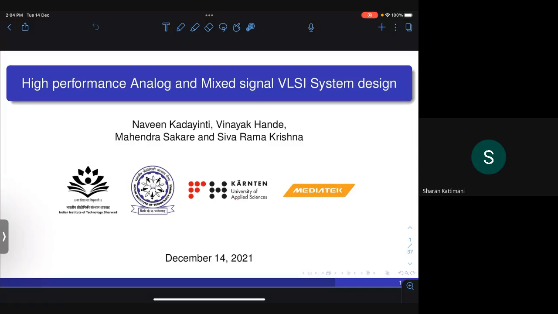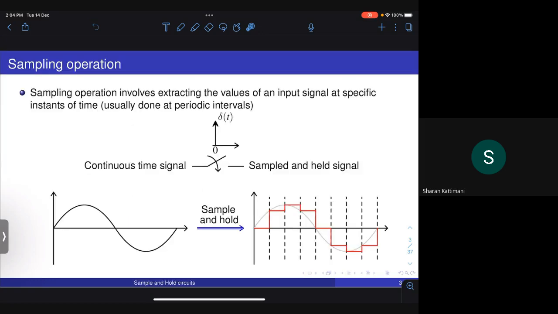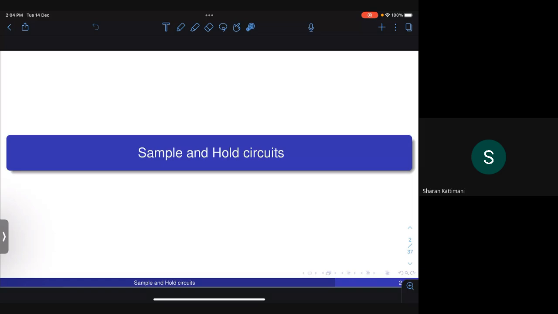Okay, let us begin with the next session. The next session will be on sample and hold circuits.